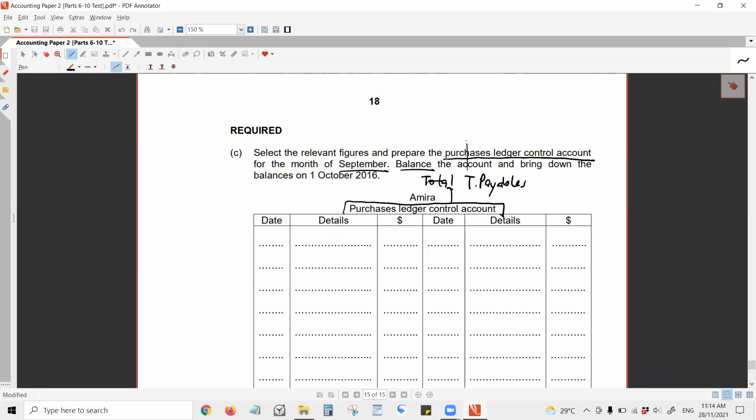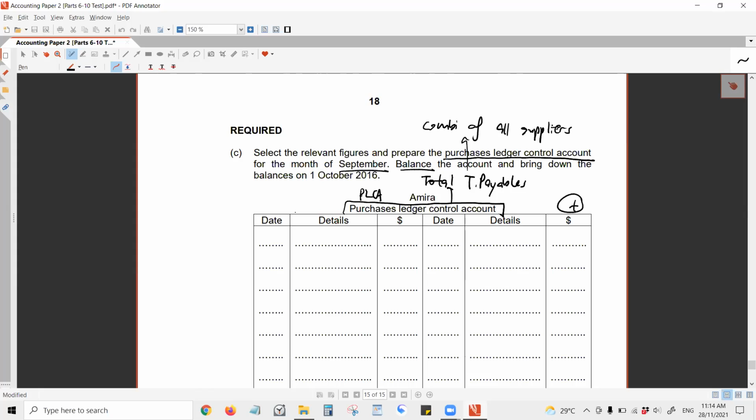You can also see this as the combination of all the suppliers' accounts. Let's say you have a lot of suppliers and you owe money to them. You will open an account for each, right, because we owe money to the suppliers. So you combine all these suppliers' accounts into a single account. We call it the purchases ledger control account.